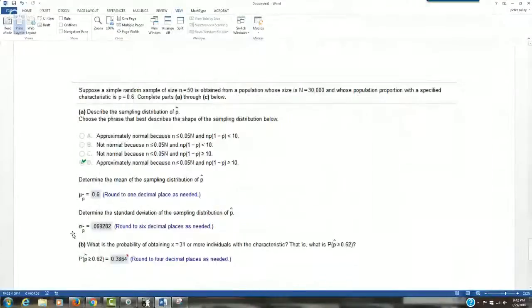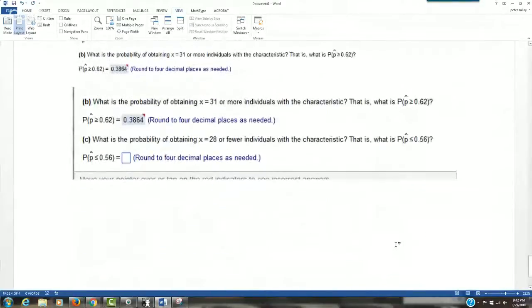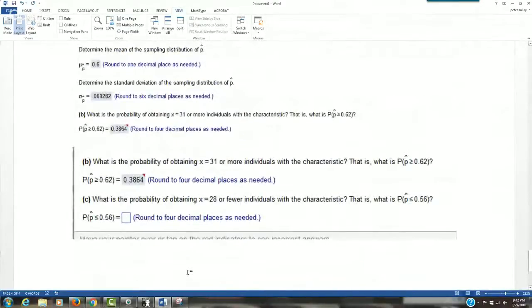So that one I need to throw at the end bottom here. Okay, part C says, what's the probability of getting 28 or fewer? So in other words, I expect to see 60%. I only bump into 56%. Should I be worried?